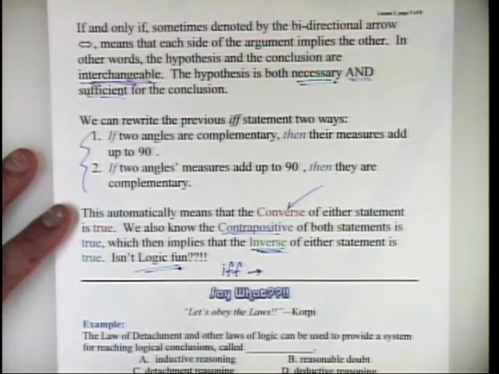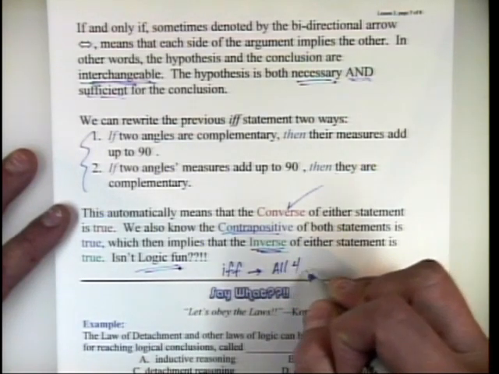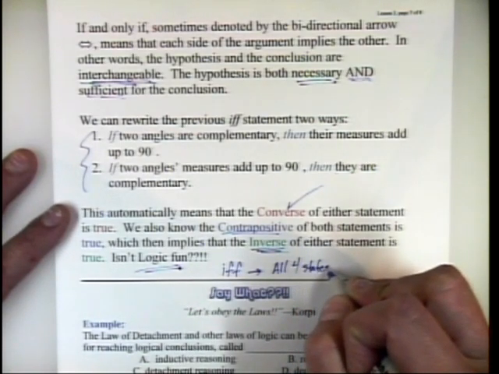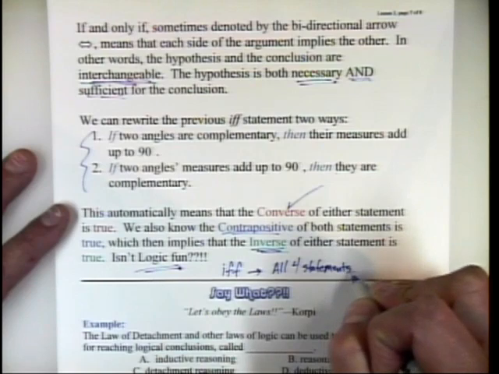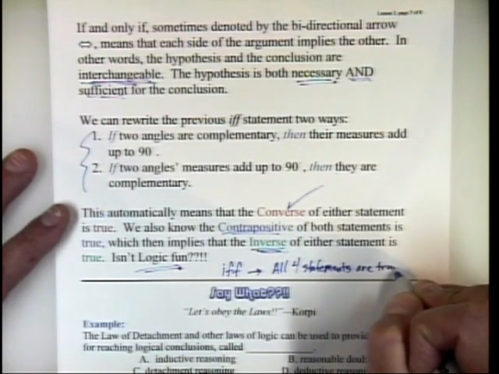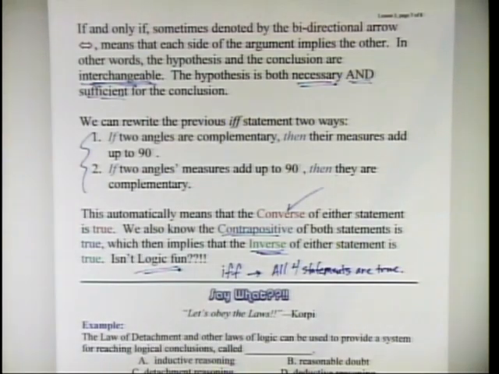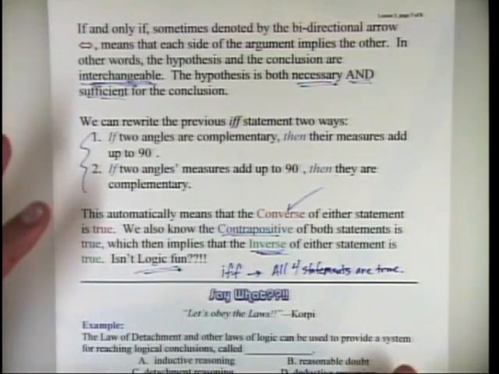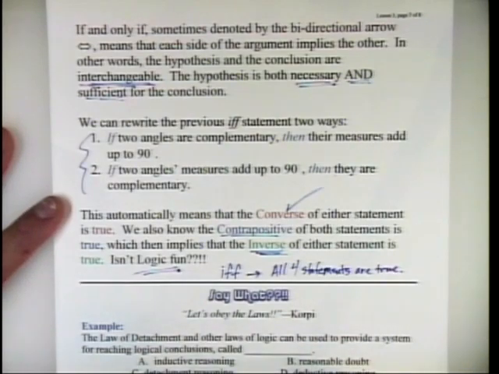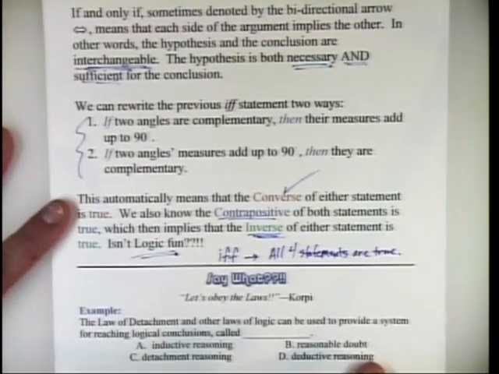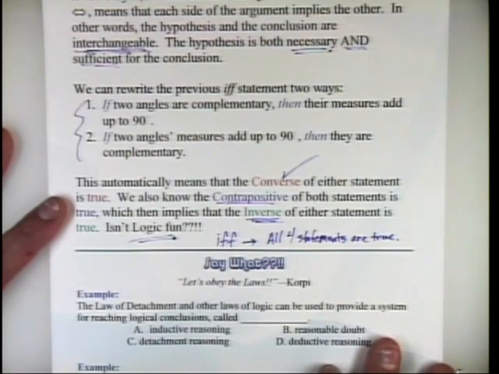Okay, so to summarize, an if and only if statement is basically the only type of statement where all four statements are true. That's, again, under the law of detachment, assuming that the original statement is true. So the inverse is true, the converse is true, the contrapositive is true if the statement is true. But remember, in general, the converse and the inverse are not true. Only in an if and only if statement.